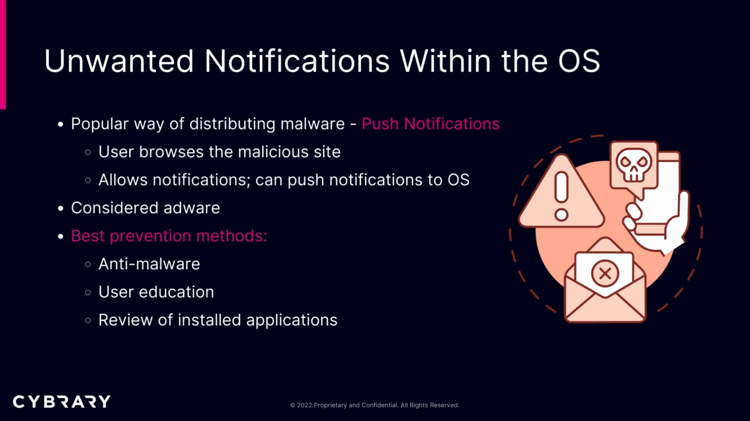Unwanted notifications within the operating system. Another popular method of distributing malware is by using a browser push notification message. The user will browse to a malicious site, and then be coaxed into allowing notifications from that site. Once this is allowed, the site can push notifications to the operating system that look like they are coming from the operating system, when in fact they are coming from a malicious threat actor. Use of the operating system notification is a well-known attack aimed at coaxing the user into installing malware or pushing advertisements to the user. So be aware of this method as well.